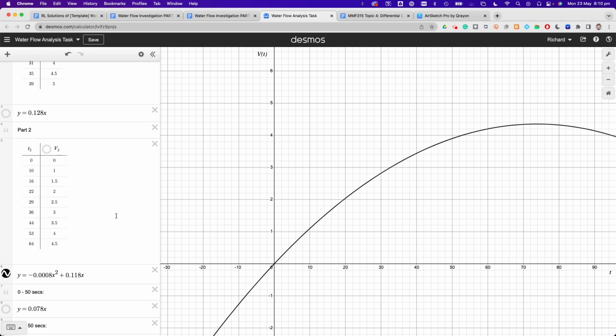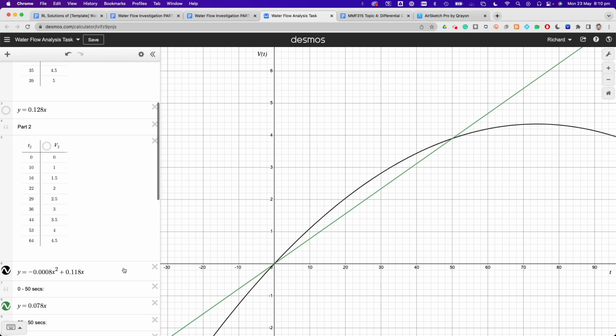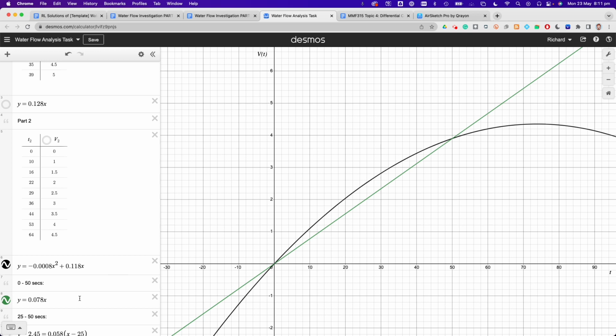And one of the questions that you had to do was work out what the average gradient was over the first 50 seconds. And I'm going to express this as a line. I'm just going to tick this so you can see it. This would be the average gradient that you would have worked out over the first 50 seconds. It's y equals 0.078x. That was my calculation. Your calculations will be a bit different because you had a slightly different function.